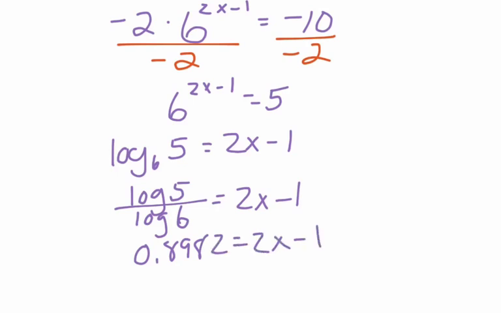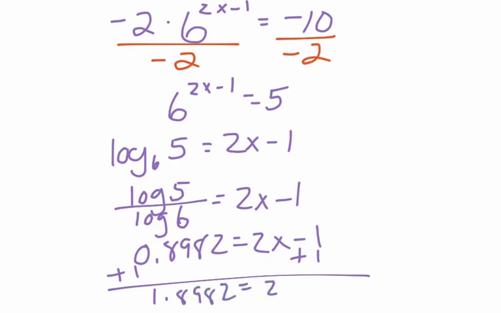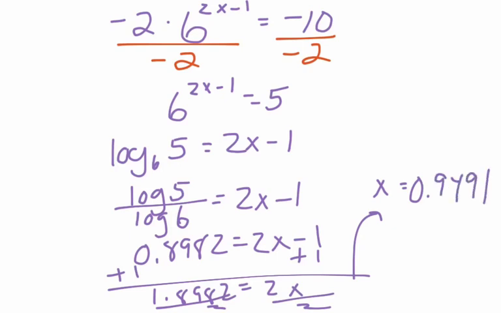And once you have that decimal there, then you engage your Algebra 1 skills for just solving for x. So we'll add 1 to both sides, and that'll give us 1.8982 equals 2x. And divide both sides by 2. And we'll get x is equal to 0.9491. Just don't quite have enough space to do that.